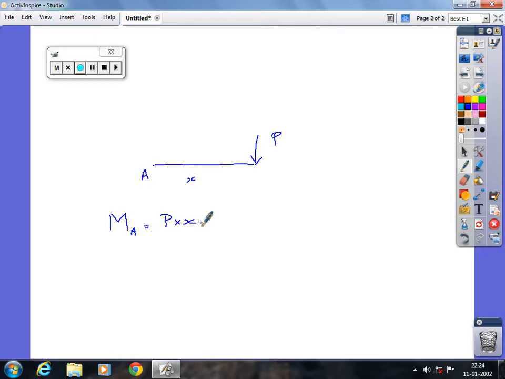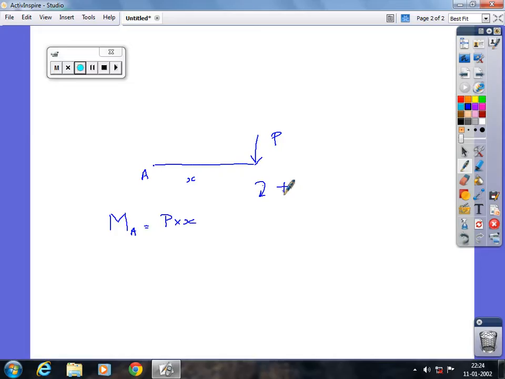Now if you listen here, if there is a moment like this, which is going to be clockwise, you'll have to understand what is meant by clockwise and anti-clockwise. If I just keep my finger here and rotate this P in the downward direction, not exactly downward, if I just rotate it like this, it is going to be clockwise. If it is clockwise like this, it is given a positive sign.